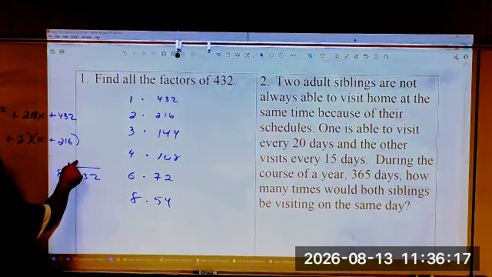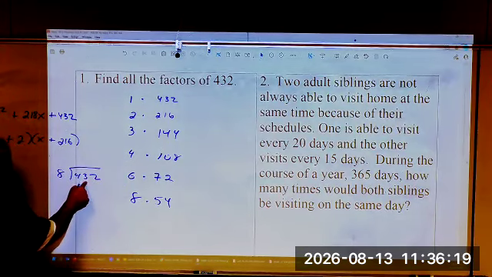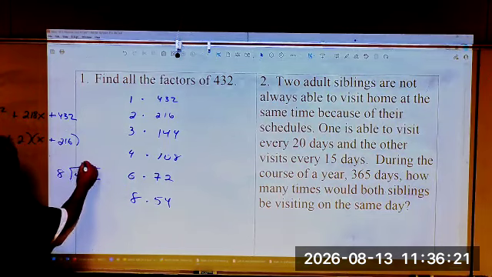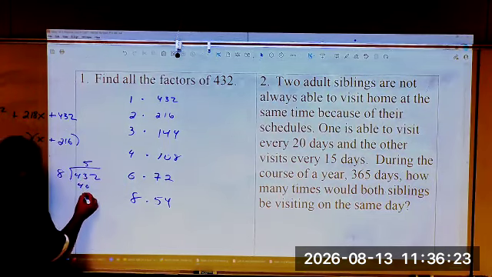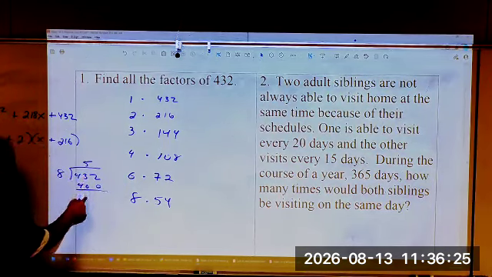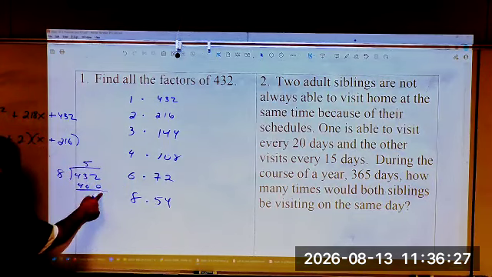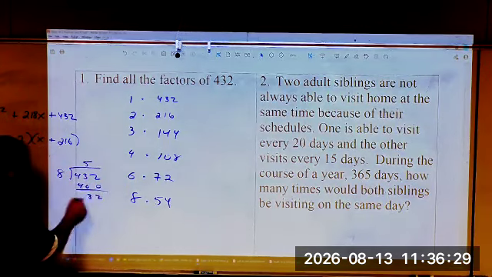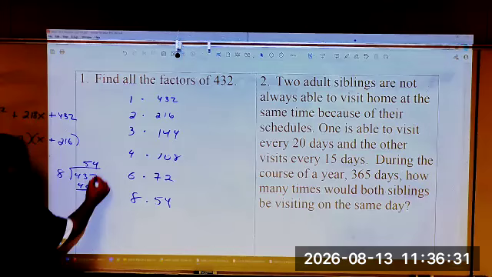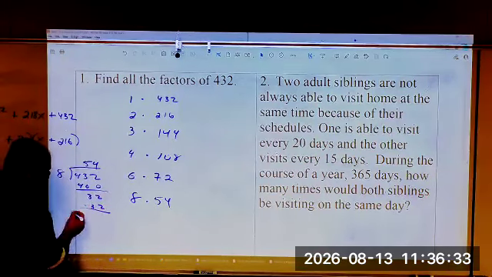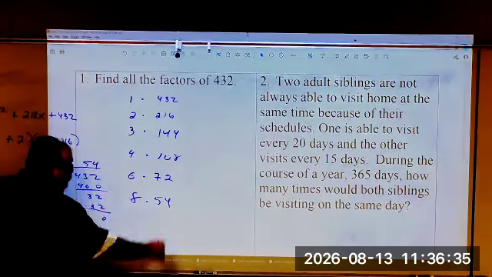So 8 goes into 4, it doesn't. So you go to the tens place, 8 goes into 43 5 times. That's 40. Since it's in the tens place, it's 400. Subtract, we get 32. 8 goes into 32 4 times. So 8 times 54.